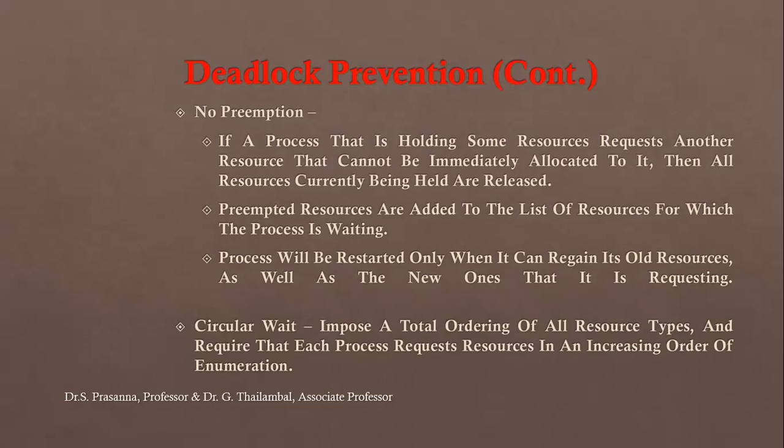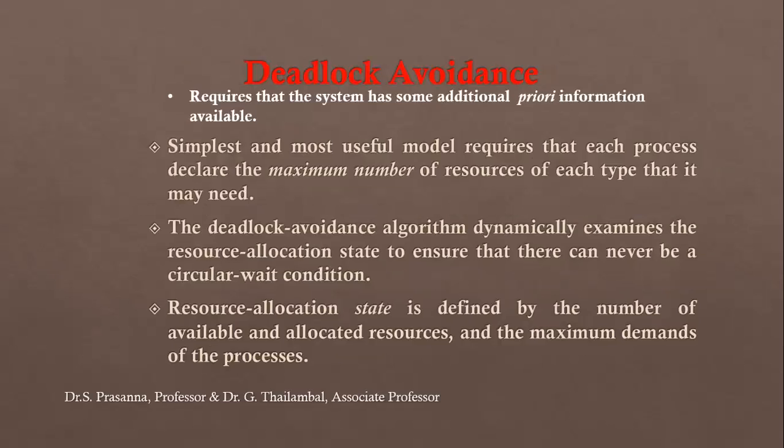Circular wait: impose a total ordering of all resource types and require that each process request resources in an increasing order of enumeration. So every process should get all the resources and then start the execution, so that the process need not wait for the resources for the next process. Therefore, circular wait can be prevented. And what is deadlock avoidance?